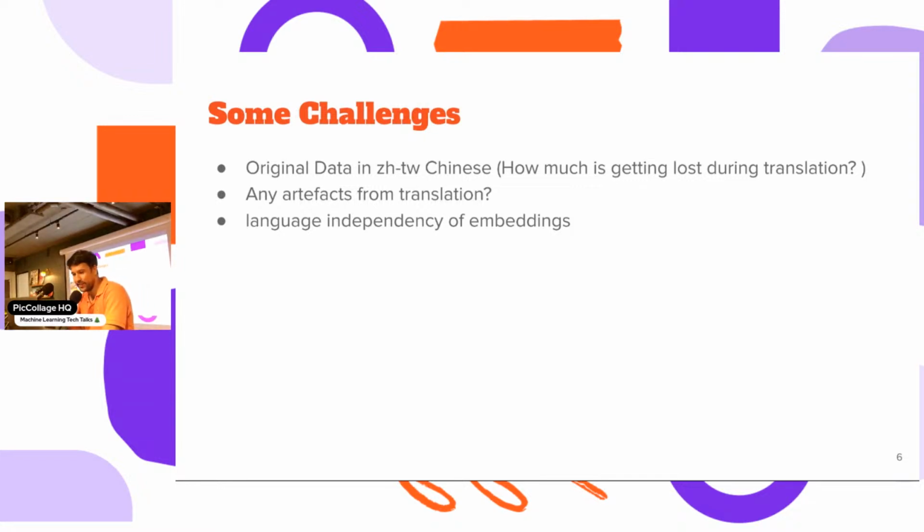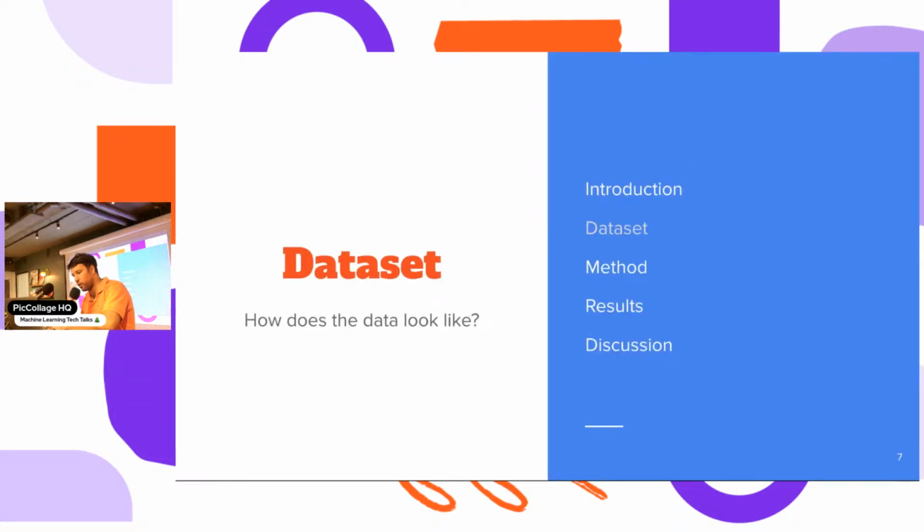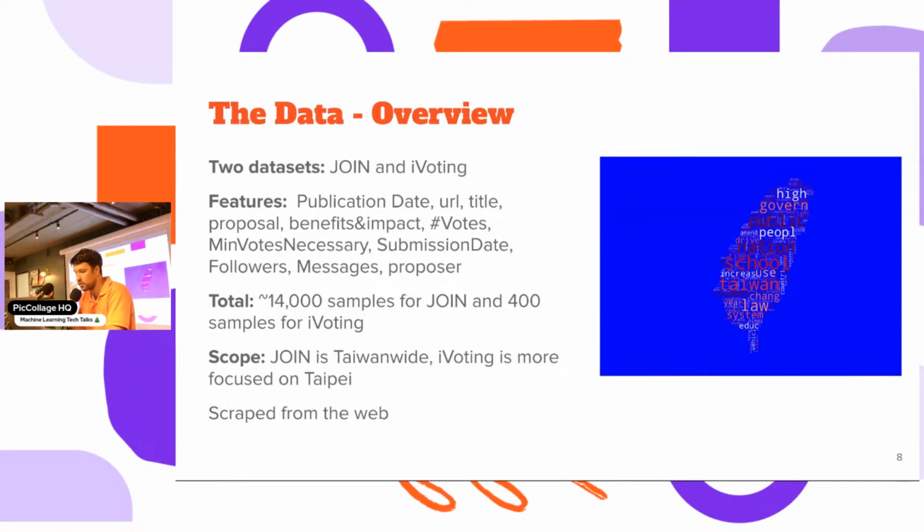So yeah, we translate it to English. There might be some information getting lost there, and that's some of the challenges. And of course, the data set we looked at is huge. Two data sets in fact, iJoin and iVoting.